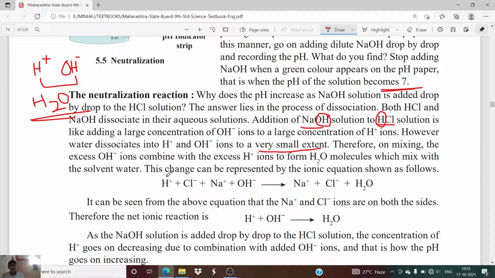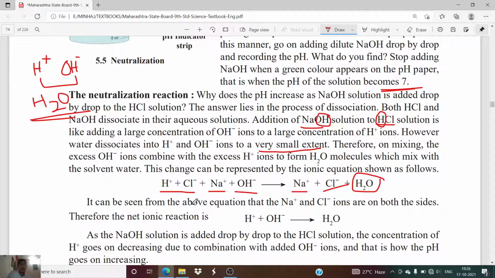These changes can be represented by the ionic equation shown as follows. So you can see in HCl, H plus and Cl minus, dissociation of these elements has taken place. Then we see the dissociation of Na plus and OH minus ions. Then we get Na plus Cl minus and H2O is formed, that is, a water molecule has been formed.